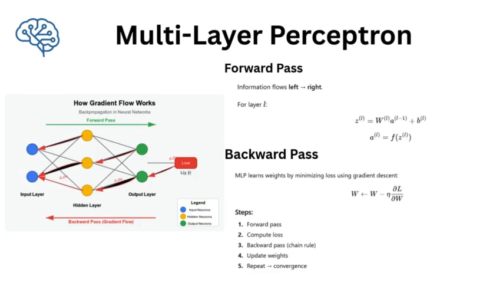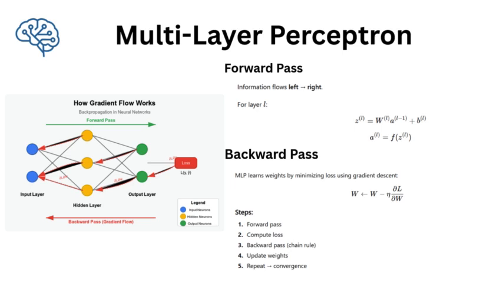Now let us see how learning happens in a multi-layer perceptron using the forward pass and backward pass. First, the forward pass. During the forward pass, information flows from left to right, starting from the input layer towards the output layer. For a given layer L, the computation is ZL equals WL times AL minus 1 plus BL, AL equals f of ZL. This process continues layer by layer until we obtain the final output.